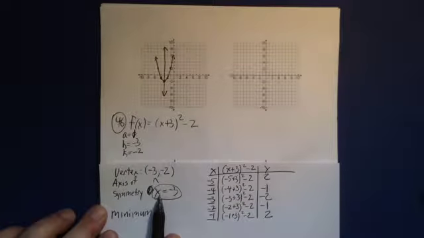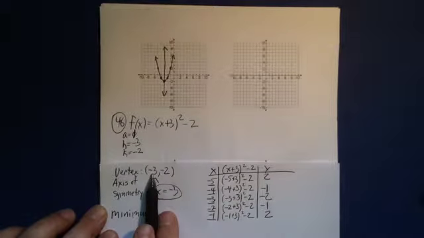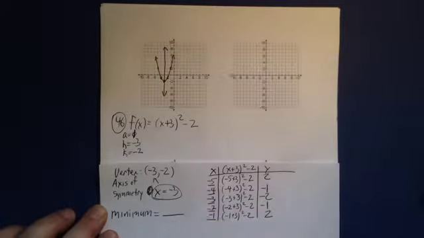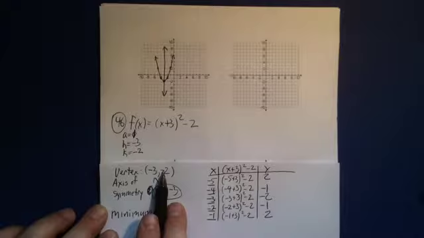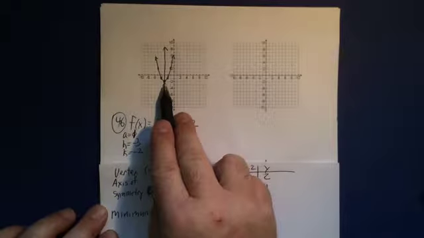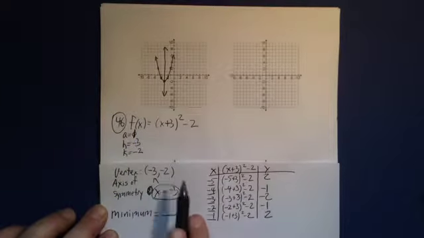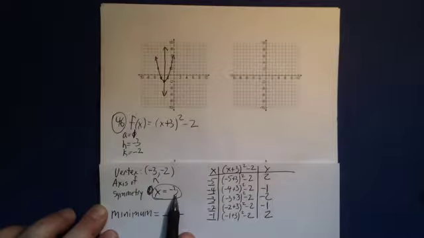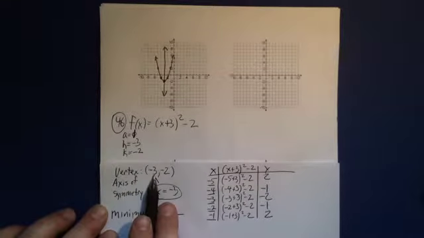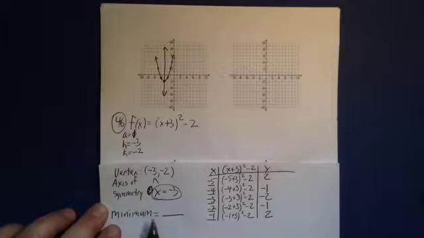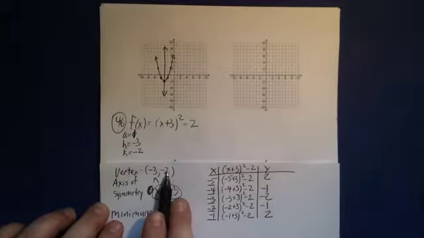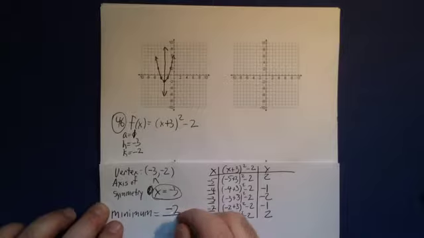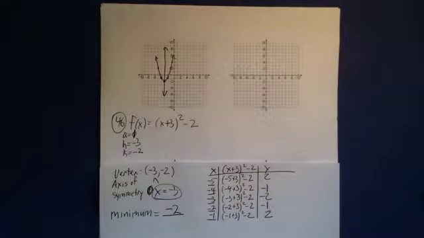And just like we get the axis of symmetry from the x-coordinate of the vertex, we can get the minimum value from the y-coordinate of the vertex. And that makes sense. The y-coordinate of the vertex is negative 2. So for the axis of symmetry, we look for the x-coordinate of the vertex. But for the maximum or the minimum value, we can look to the y-coordinate of the vertex. And that minimum is going to be negative 2.